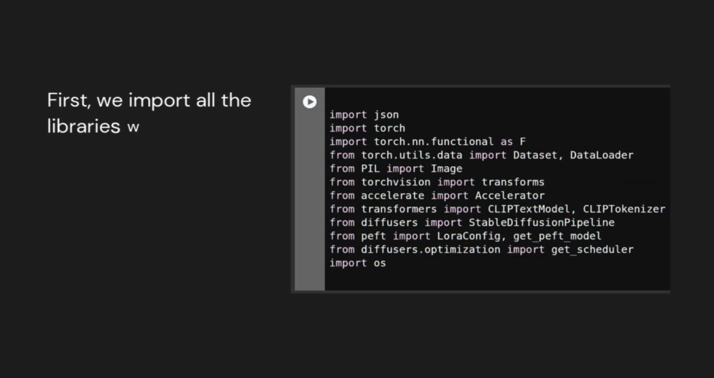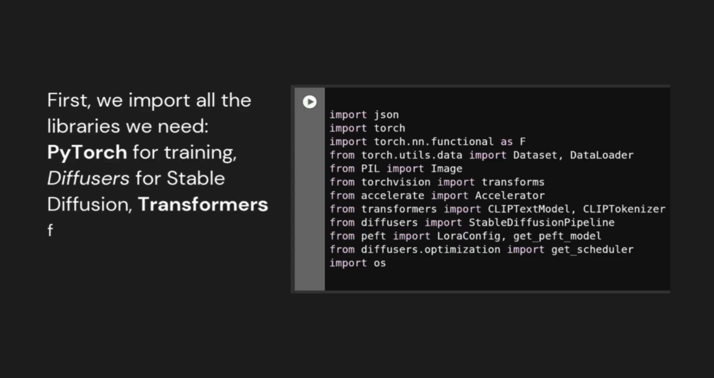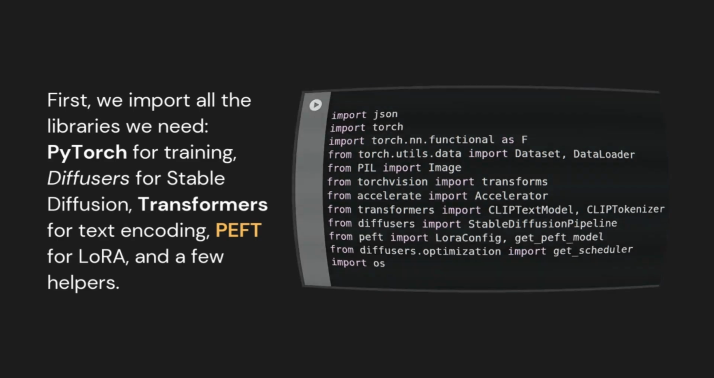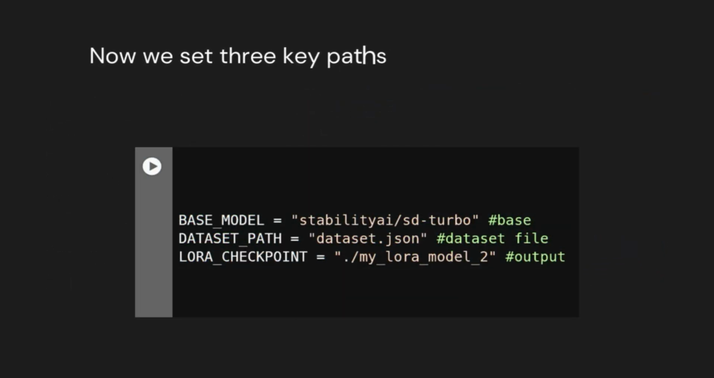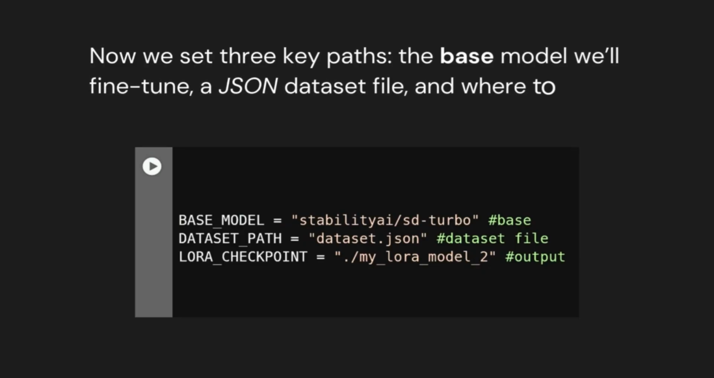Step 1, imports. First, we import all the libraries we need: PyTorch for training, diffusers for Stable Diffusion, transformers for text encoding, PEFT for LoRA, and a few helpers. Step 2, basic config. Now we set 3 key paths: the base model we'll fine-tune, a JSON dataset file, and where to save our LoRA checkpoint.